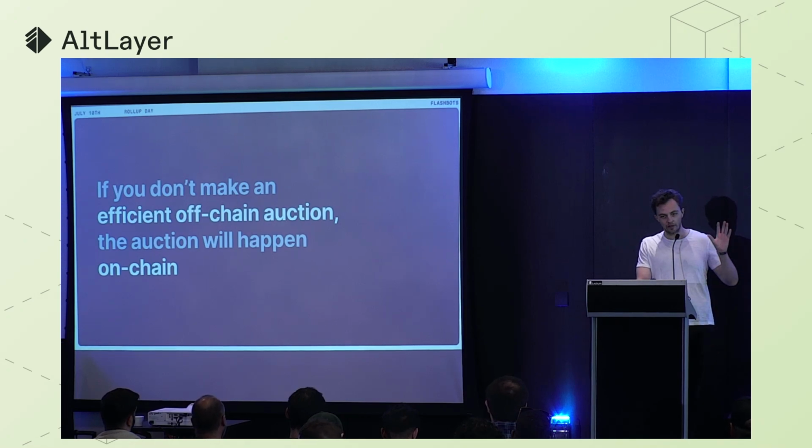And one takeaway that I want you to have from this presentation is that if you don't make an efficient off-chain auction, then the auction is going to happen on-chain instead. And that's sort of the big takeaway from the ordering section, and I'll explain this in one level more of depth.